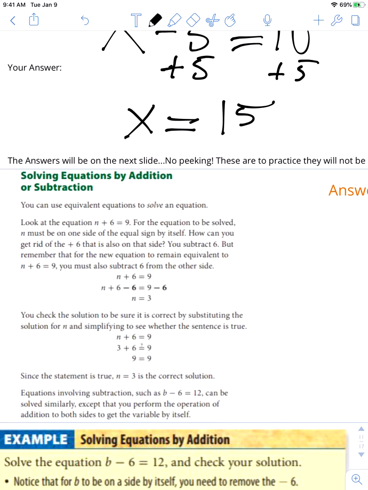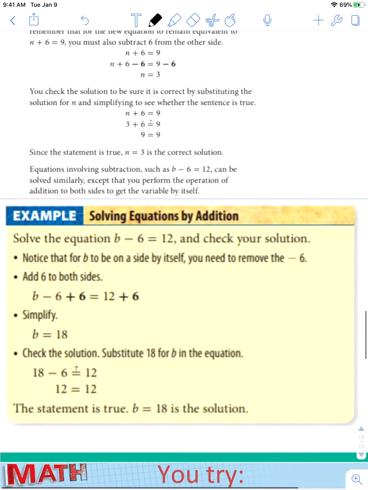So now what we can look at is solving equations by addition or subtraction. So just like we did this one where we used a plus 5, whereas the last one we had used a negative number. So this shows solve the equation b minus 6 equals 12. So just like the last problem, you add a plus 6 to both sides, yielding b equals 18. We can check our solution. Does 18 minus 6 equal 12? Yes, 12 equals 12.